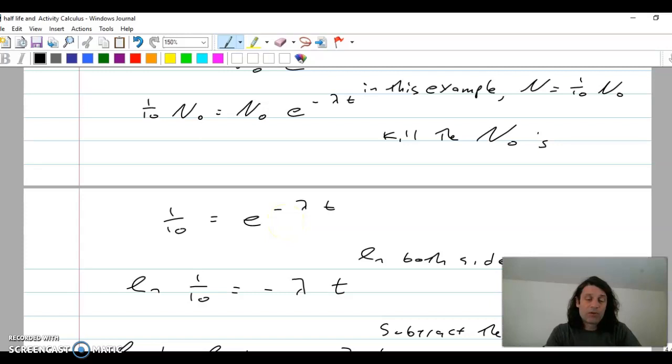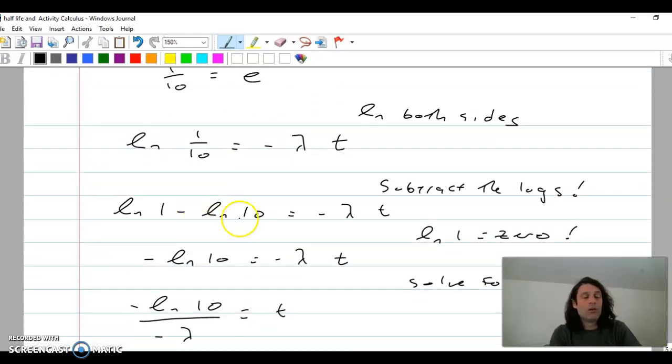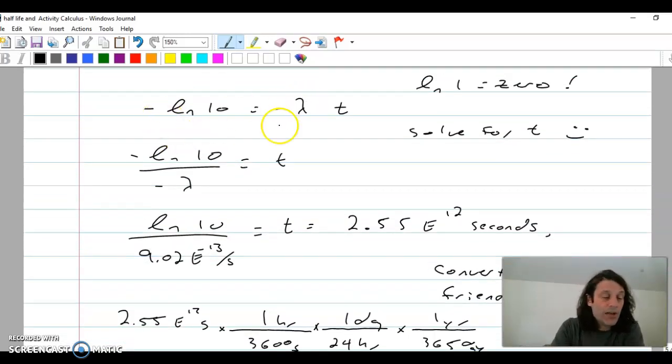Take the natural log of both sides. It becomes the natural log of 1 minus the natural log of 10. Remember, the natural log of 1, again, is good for absolutely nothing. You can eliminate those negatives when you push the divide button. The amount of time that it takes is the natural log of 10 divided by 9.02 times 10 to the negative 13th. That was our lambda. 2.5 times 10 to the 12th seconds. All right, so that's how much time it will take to decay into an amount that is 1/10 of what it used to be.